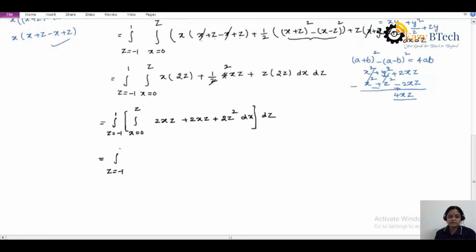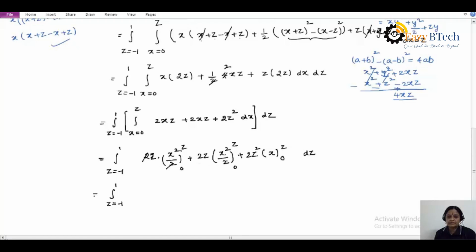So I have to do the second term integration with respect to x here. z is equal to minus 1 to 1. So I am doing with respect to x here. Then 2z constant. x integration is x square by 2. And here also 2z, x integration is x square by 2. And plus here 2z square constant. And one integration is x. Then 0 to z limits. And here also 0 to z. And here also 0 to z. And again dz. Then integral z is equal to minus 1 to 1.